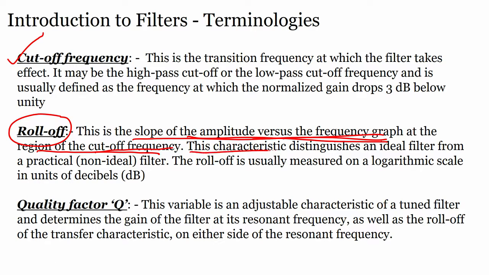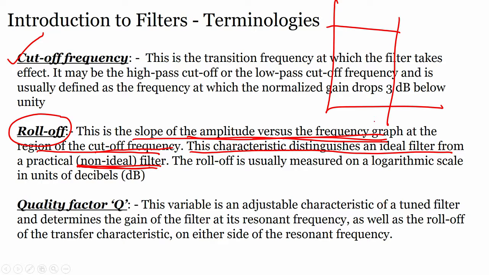This characteristic distinguishes an ideal filter from a practical or non-ideal filter. An ideal filter should have a sharp transition. Practical filters may not have a sharp transition. So this roll off distinguishes your ideal from practical, this is what it says. Alright.